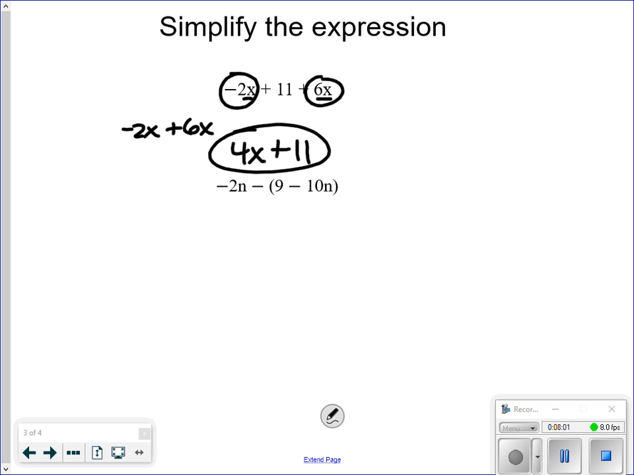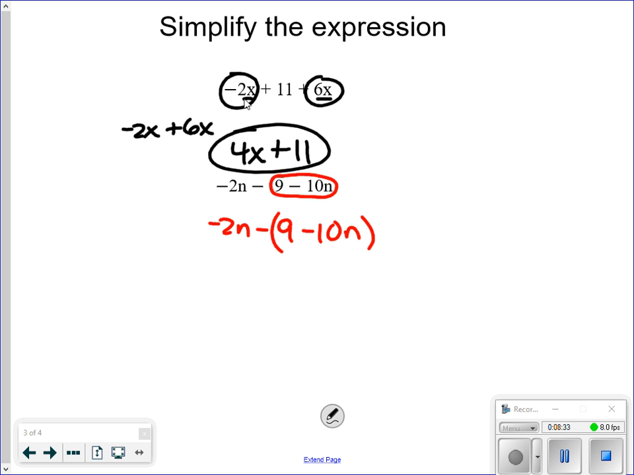Okay? Still follow your order of operations here. Grouping symbols, so look inside. When I look inside my grouping symbols, there's nothing I can combine because there's no like terms, and there's no value I'm supposed to plug in for n. So that is merely just 9 minus 10n. Now I still drew the grouping symbols there because of this subtraction sign.